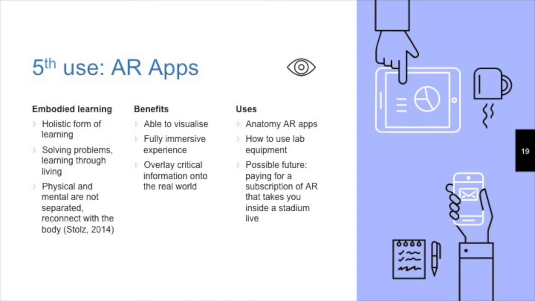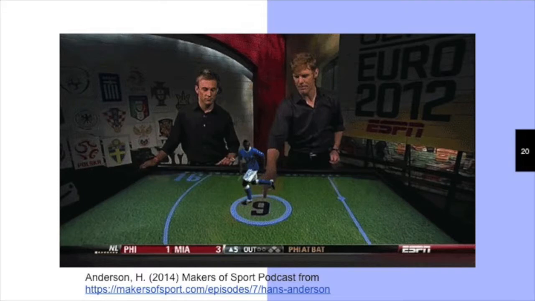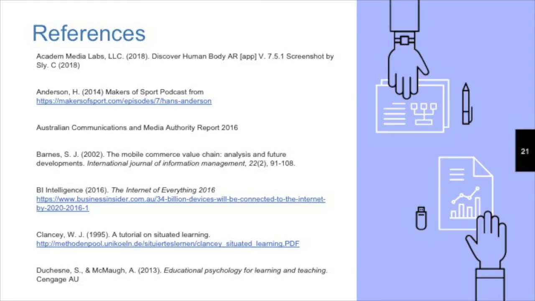AR is already being used by sports broadcasters to overlay stats and figures onto sports grounds, as shown here, but it can also be used by students to learn how to use more sophisticated lab equipment or visualize human anatomy. This is possible when using products like Google Cardboard with the Complete Anatomy AR app, which superimpose a 3D model right in front of you.